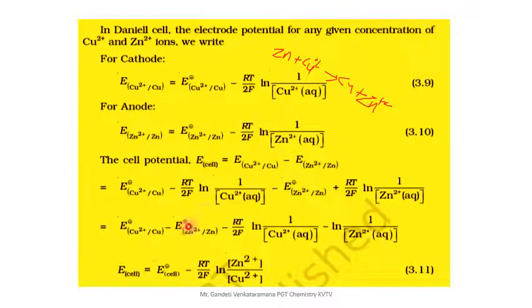This is very important, how to write. So finally this is the cell reaction, the Daniell cell reaction, a spontaneous reaction. For this reaction, this is the Nernst equation: E cell equals E naught cell minus RT by nF, here 2 electrons. How many electrons are transferring? 2 electrons. ln means natural logarithm.